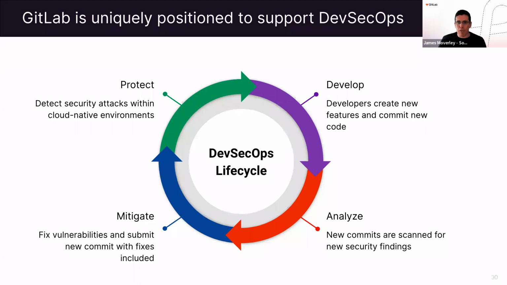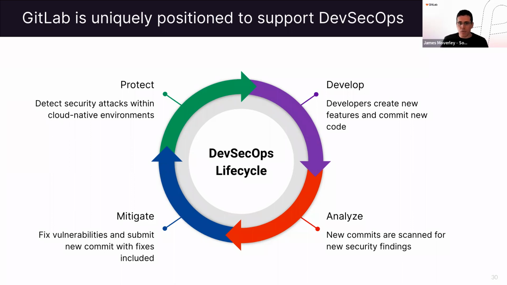Of course, we see GitLab is uniquely positioned to leverage insight and control across the entire software delivery lifecycle to improve end-to-end security beyond shifting left. This really is the circle of life. If we think of it as a clock, we start at the top. We have developers creating new features and committing code, all providing value to the business.